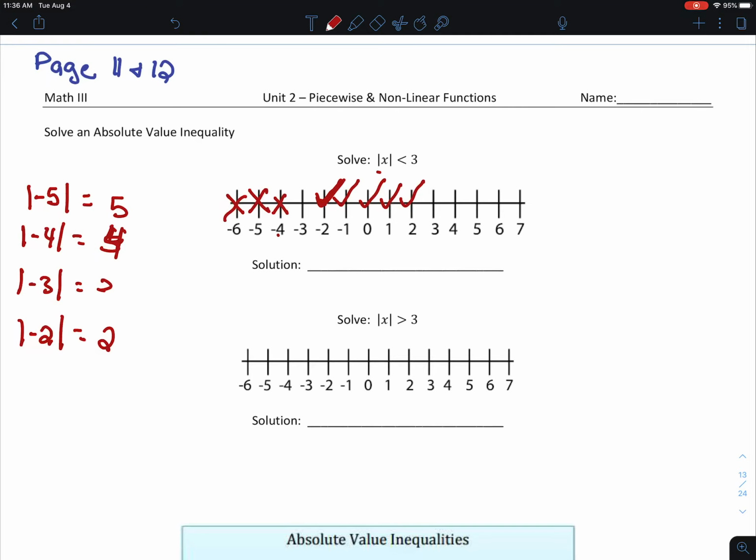0 is less than 3. 1 is less than 3. 2 is less than 3. 3 is not less than 3. And 4, 5, and 6 are not less than 3. So what makes this true?